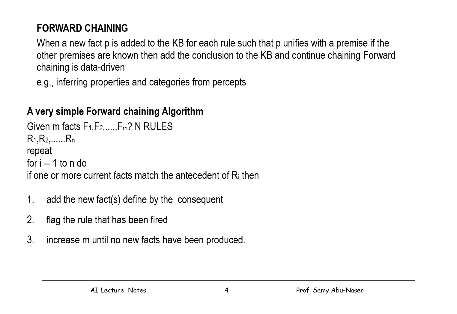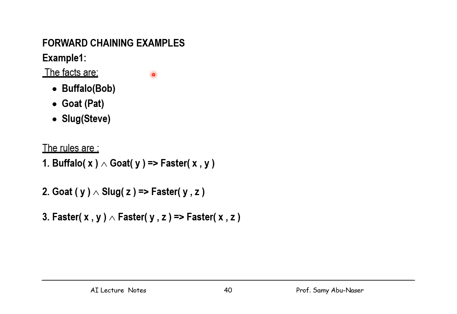Let's see an example of forward chaining. Here is the first example. We are given facts: Bob is a buffalo, Pat is a goat, Steve is a slug. And we are given rules. Rule 1: buffalo X and goat Y, then X is faster than Y. Another rule: Y is a goat and Z a slug, then Y is faster than Z.